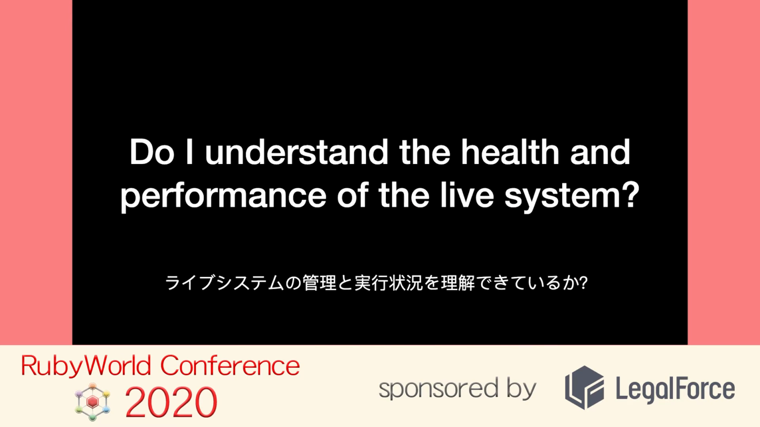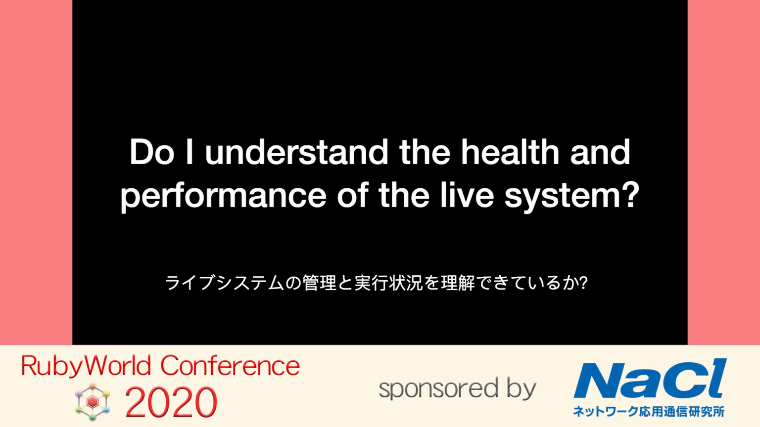Do I understand the health and performance of the live system? Lack of visibility into an application makes it hard for developers to identify and fix problems. Capturing errors, latency, and metrics from a production environment is essential to smooth operations. An analysis of trends can help prevent scalability issues before they occur.